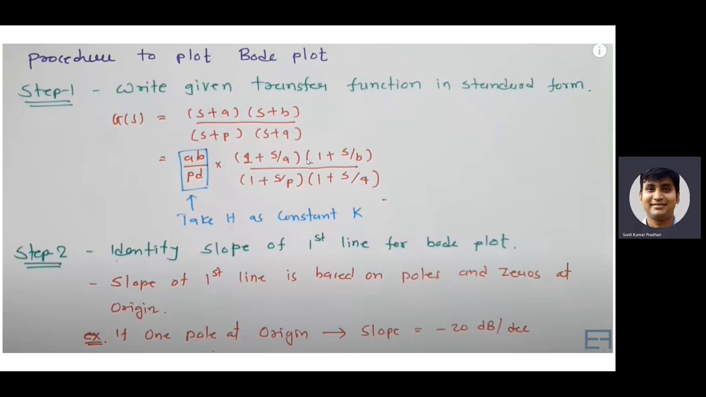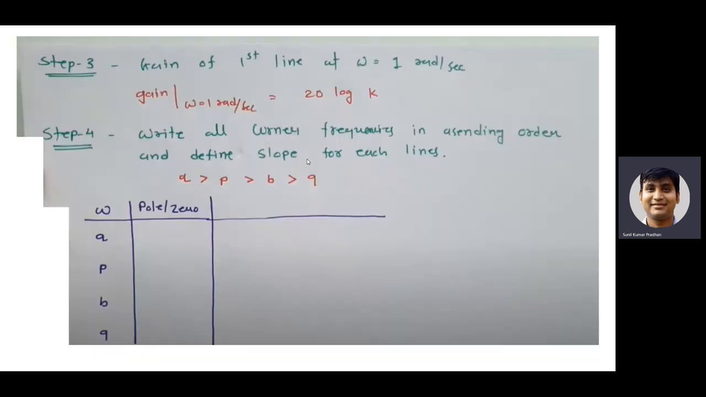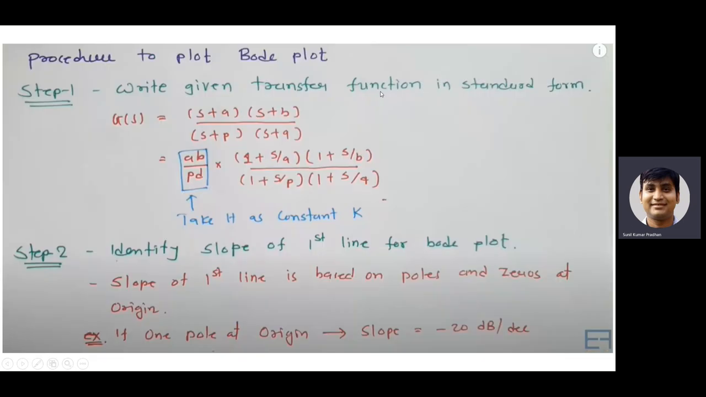So in this case, if you can see the gain of the first line, when omega is equal to 1 radian per second, that equals 20 log K. What is K? As we see, this is AB by PQ.